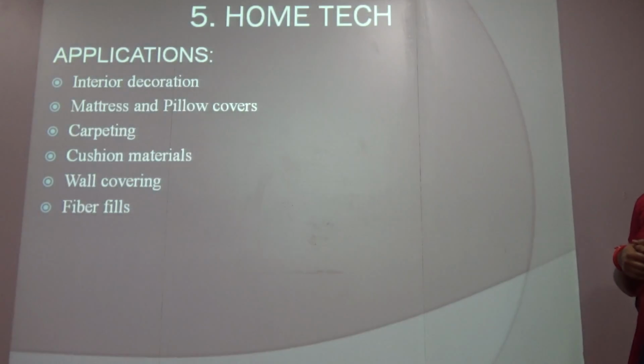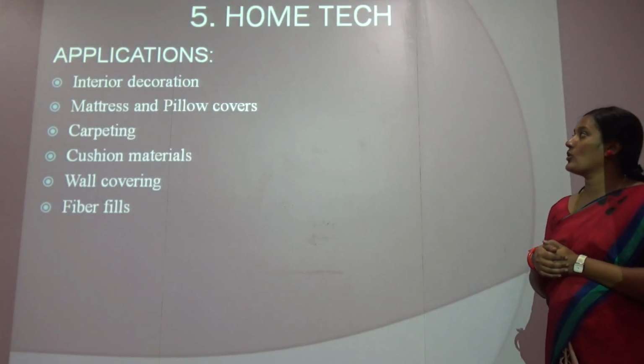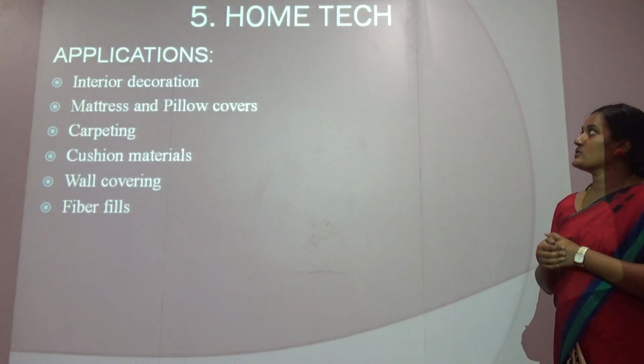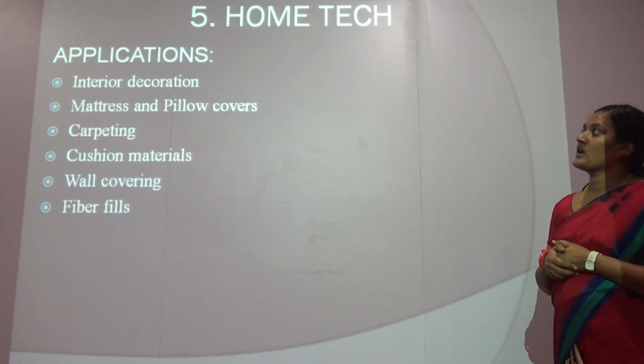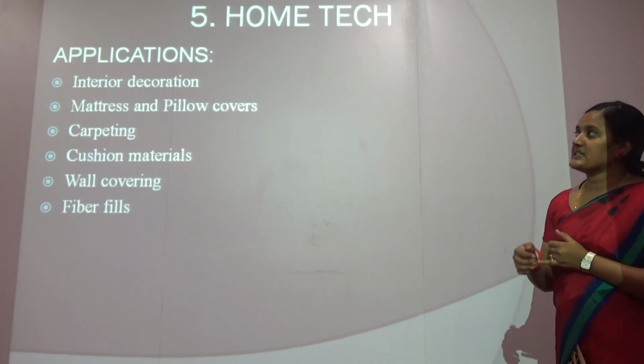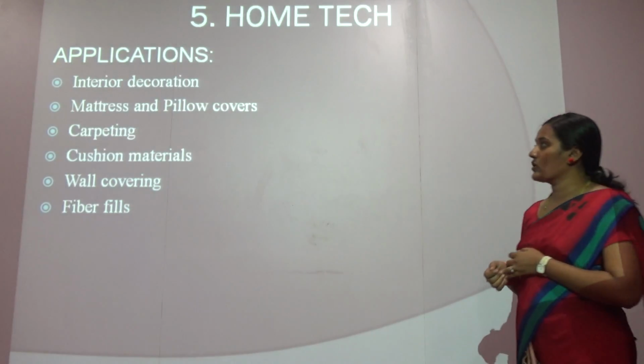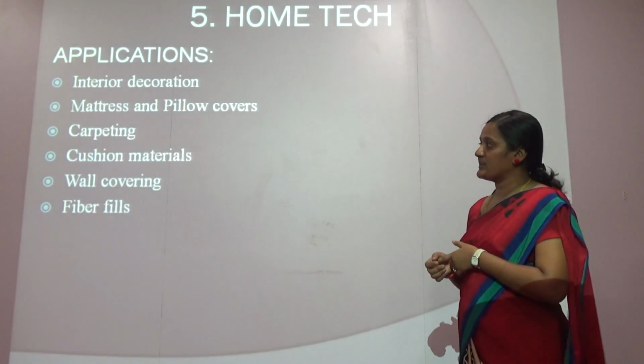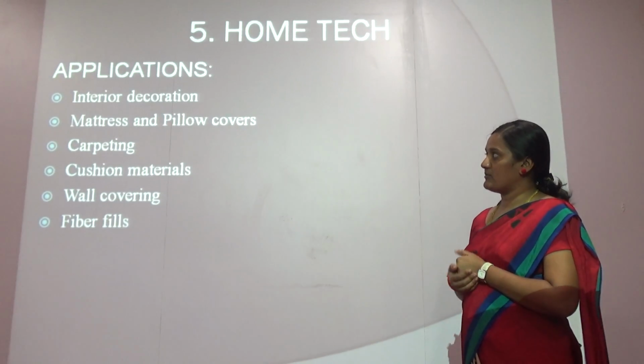Fifth one is home-tech. Home-tech is also called home textiles. These are textile materials used in home applications, such as interior decoration, mattress and pillow covers, carpeting, cushion materials, wall covering, fiber fills, etc.